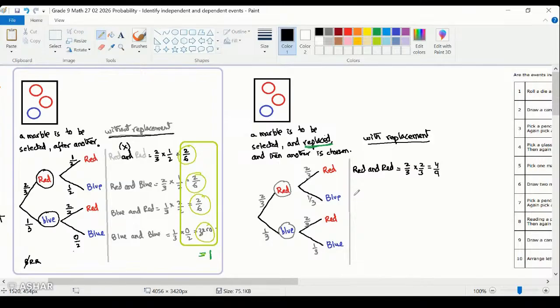If the first one was red and the second one was blue, that means the probability was 2 over 3 into 1 upon 3. It comes out to be 2 over 9. If the first one was blue and the second selection was a red, that means 1 upon 3 into 2 upon 3.